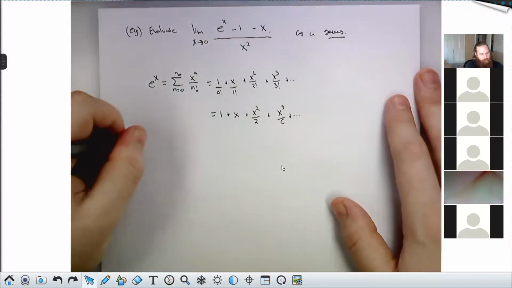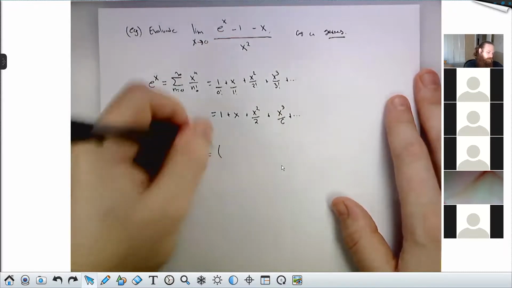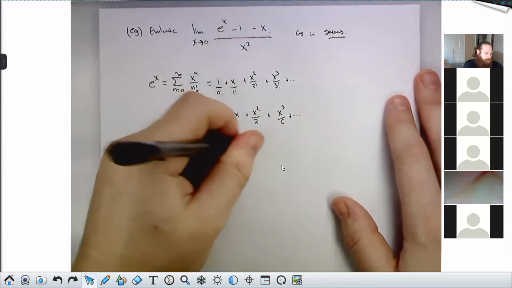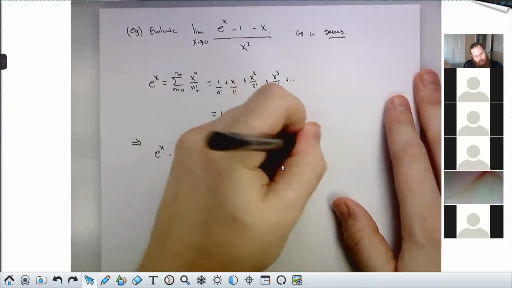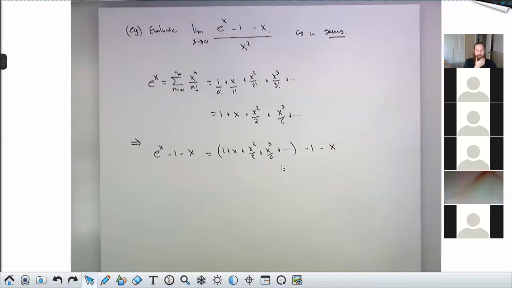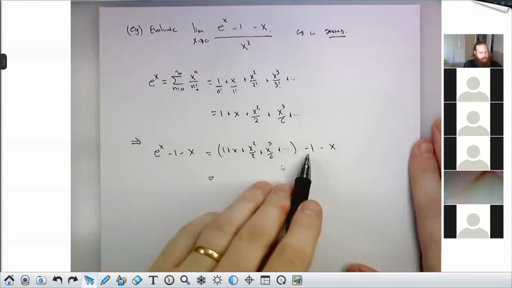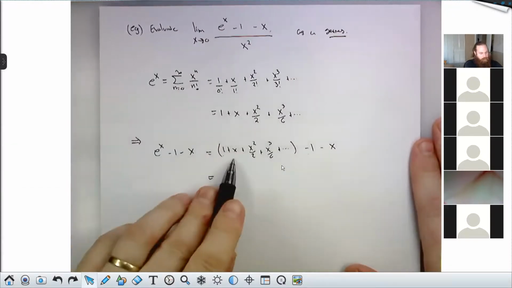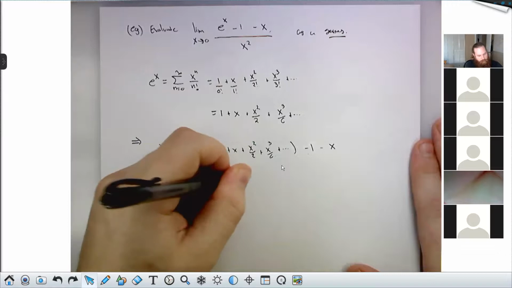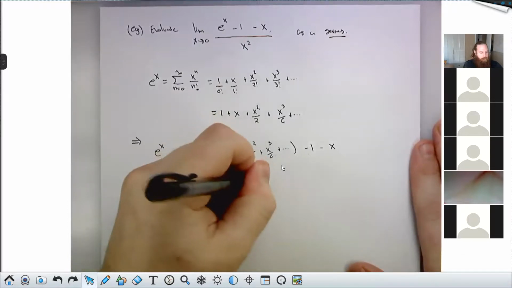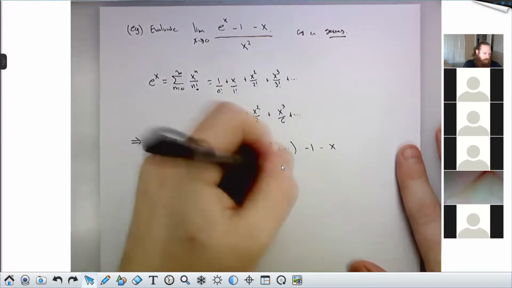Which means e to the x minus 1 minus x is this stuff, 1 plus x plus x squared over 2 plus x cubed over 6 plus dot dot dot, minus 1 minus x. So this is 1 minus 1, those go away, and this is x minus x, those go away, and we get x squared over 2 plus x cubed over 6. The next term would be x to the 4 over 24, since 4 factorial is 24, and so on.